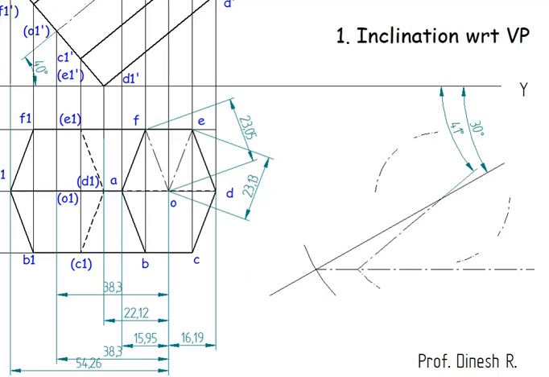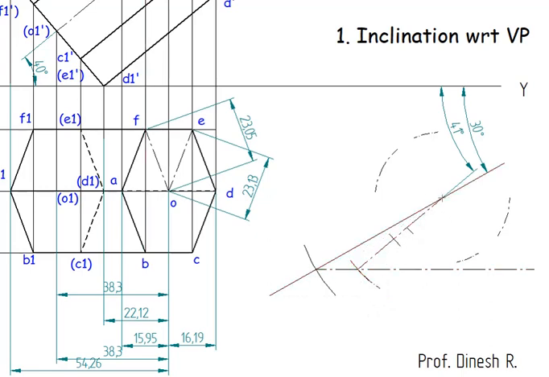So go for the arc. This is nothing but the point O. O to A is 15.95. Then from the same point, from here to D1, which is equal to 22.12. So from O to O1, which is equal to 38.3, which we have already cut as an arc because it is on the locus line.